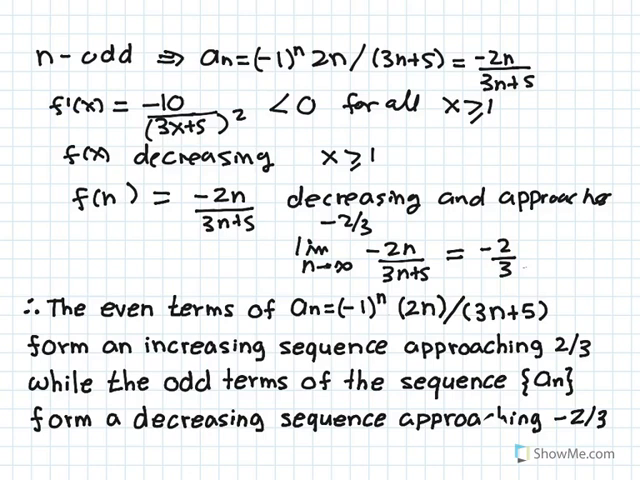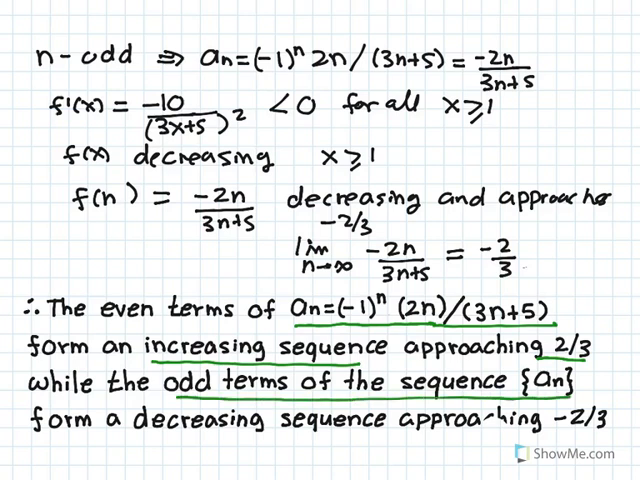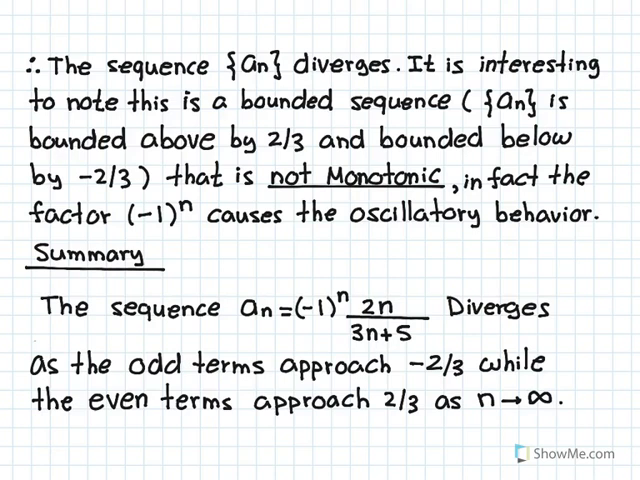So let's summarize. For a_n equal to minus 1 to the n times 2n divided by 3n plus 5, the even terms of this sequence form an increasing sequence approaching 2/3, while the odd terms of this sequence, a_n, form a decreasing sequence approaching minus 2/3. So we can tell that the sequence a_n diverges. Why does it diverge? Because the even terms approach 2/3, while the odd terms approach negative 2/3.